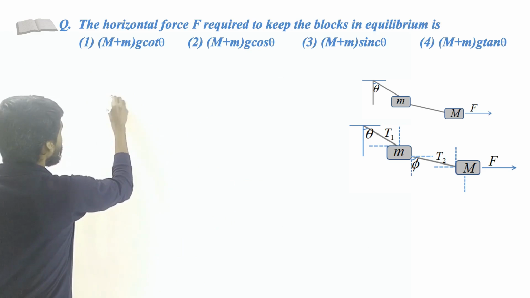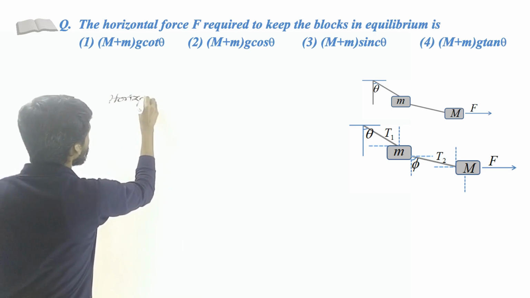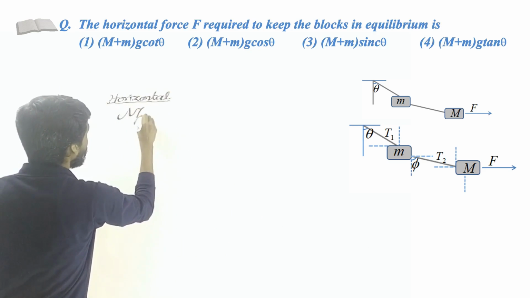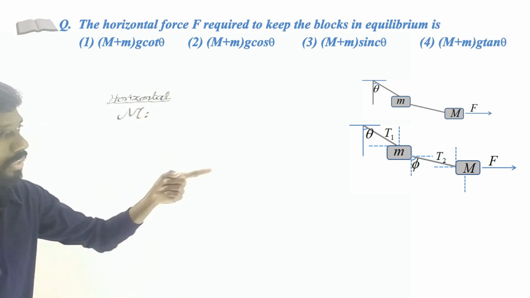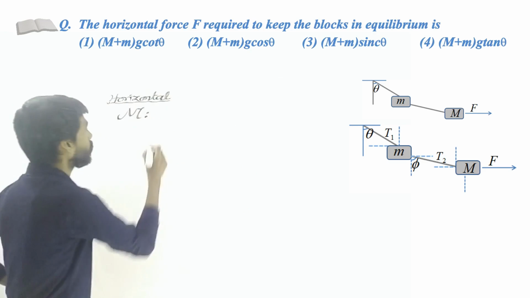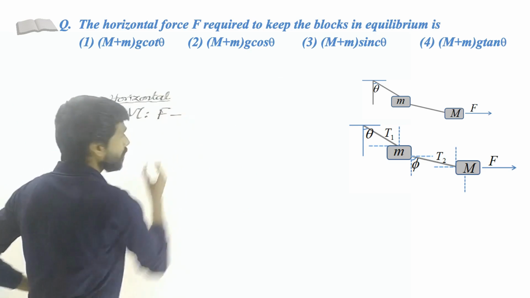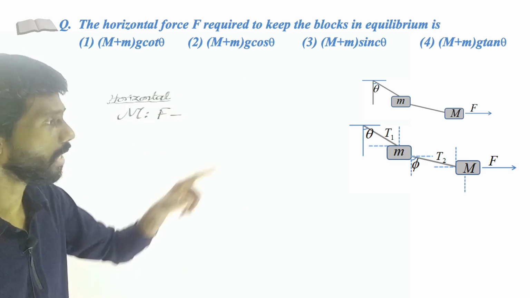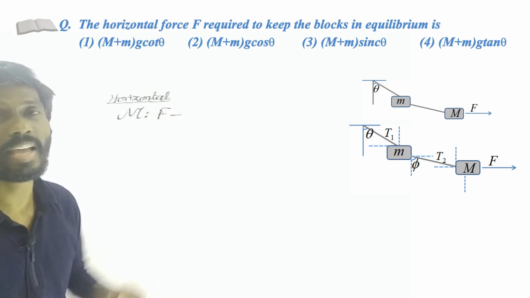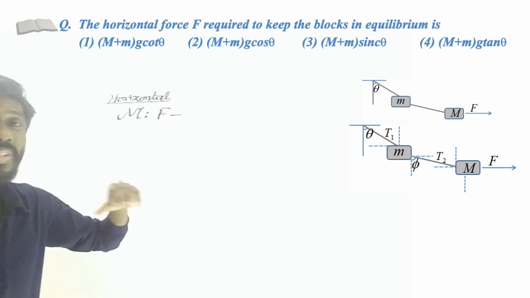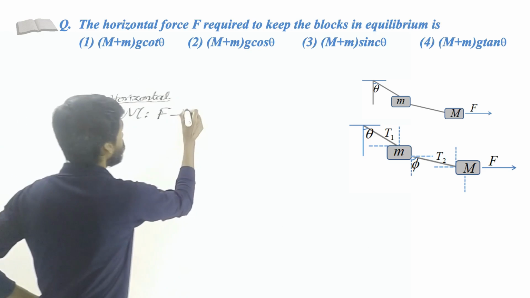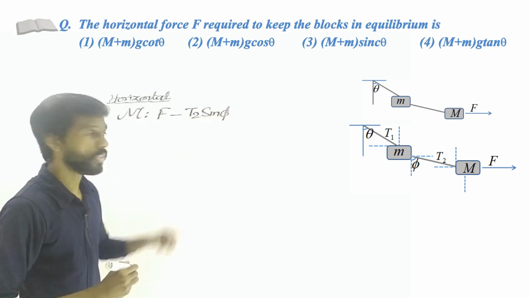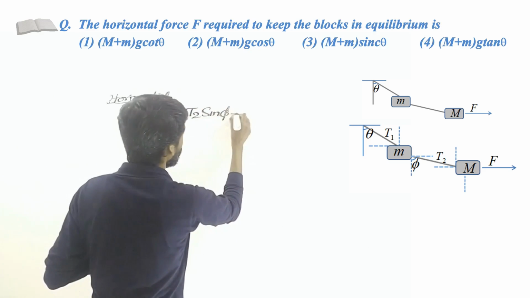What are the forces acting on these two blocks in the horizontal direction? First of all, let's take the block capital M. The force F is acting in the horizontal positive direction, so F minus the component of T2 in the horizontal direction. T2 makes angle 90 minus phi with the horizontal, since the angle is phi with the vertical. So that means T2 sine phi. F minus T2 sine phi, that is the total force, so that must be equal to 0.